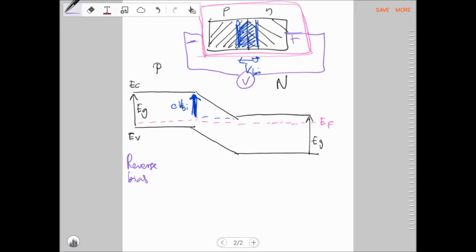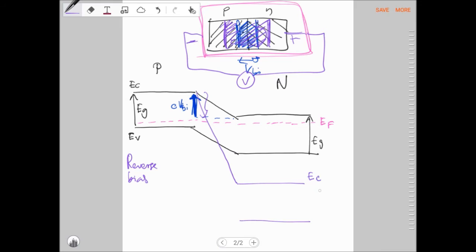Reverse biasing the diode means the depletion region will increase, right? That's what we learned just now, previously. But in terms of the energy diagram, how does that look? For reverse bias, what happens is this potential difference increases. So you get something like that. The Fermi level is no longer continuous.